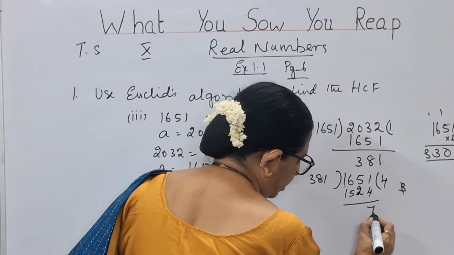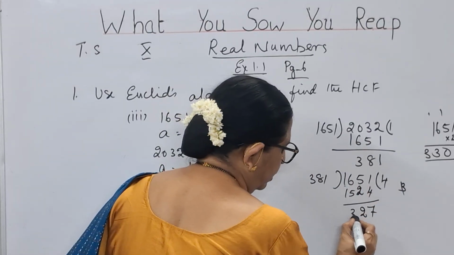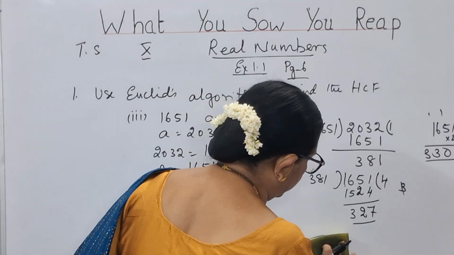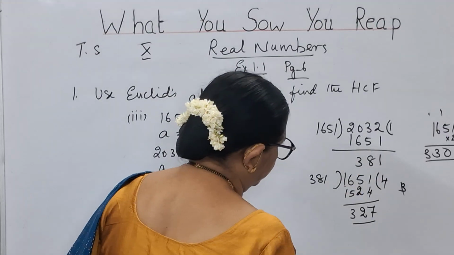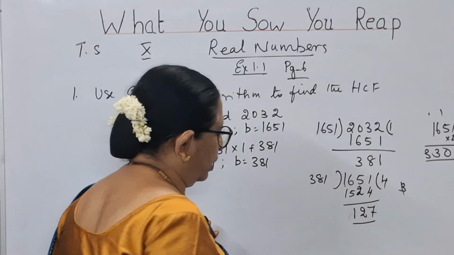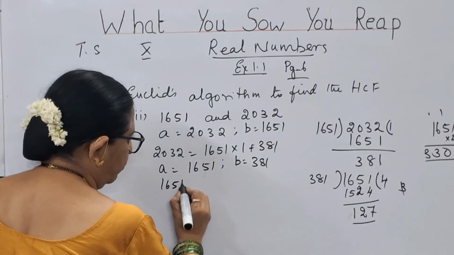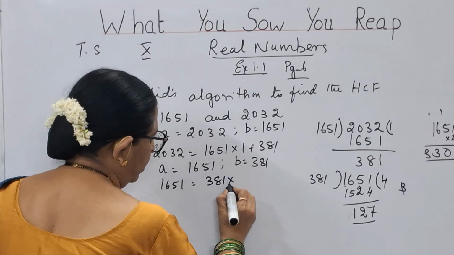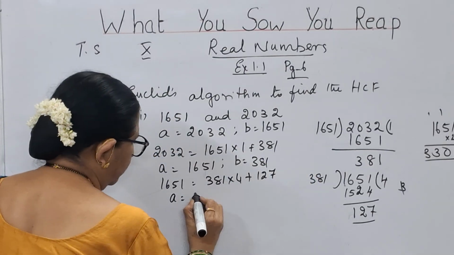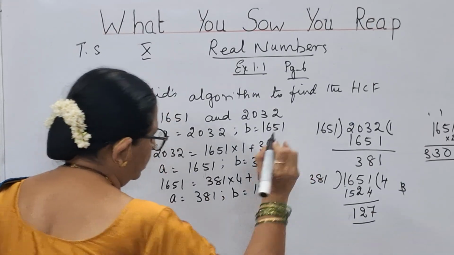So when you subtract, here you will be getting 7, here you will be getting 2, and here you will be getting 3. Already you have taken 1651. This is here 4 minus 2. 6 minus 5 is 1. You are getting 127. So 1651 is equal to 381 into 4 plus 127. So again A is equal to 381, B is equal to 127.